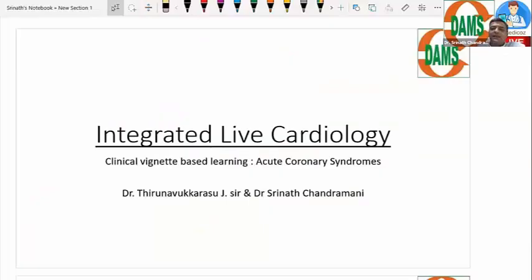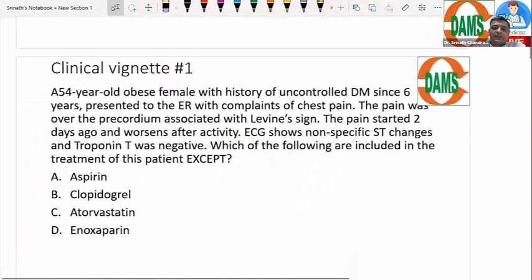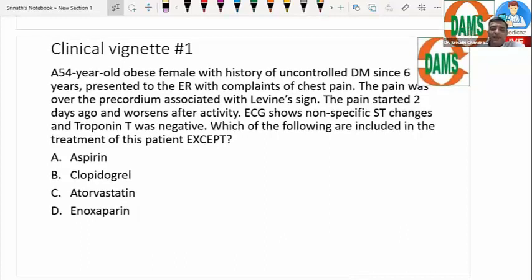So let's get started with this. We'll start with the first clinical vignette, the first case that we have here. We want to discuss it, first the practical, clinical aspect of it, and then we will match it with the corresponding drugs also.